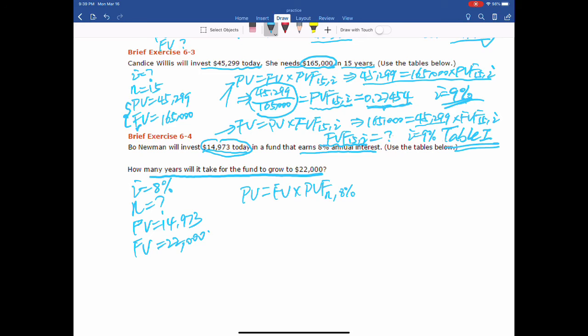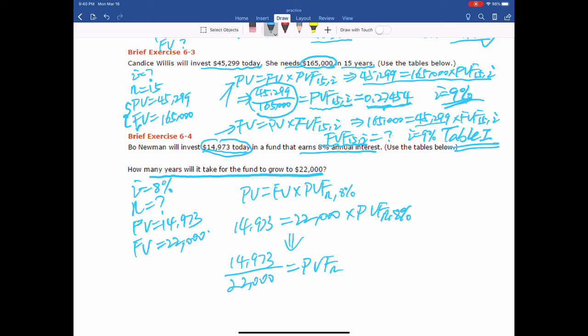Right, now we use numbers to replace these letters. So present value is 14,973. Future value is 22,000. Multiply the present value factor for n and 8%. Both sides divided by 22,000. So it will be 14,973 divided by 22,000. So that's just the factor.